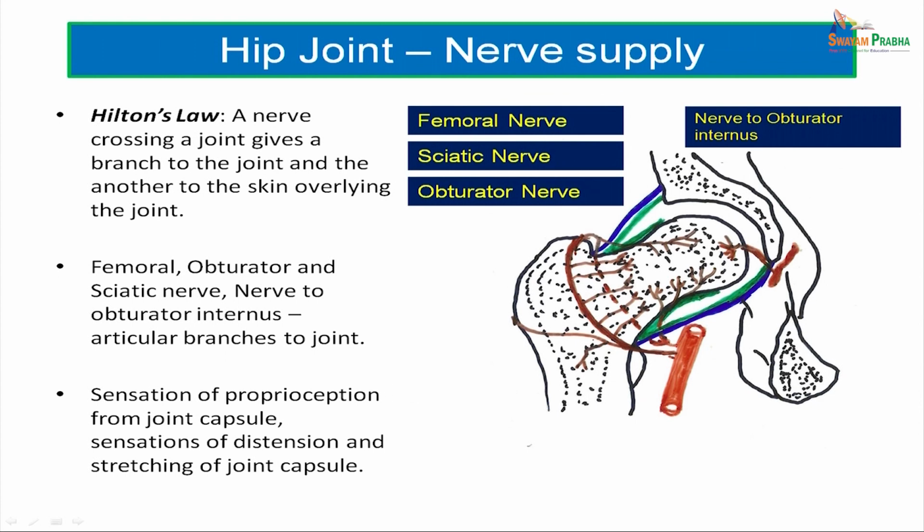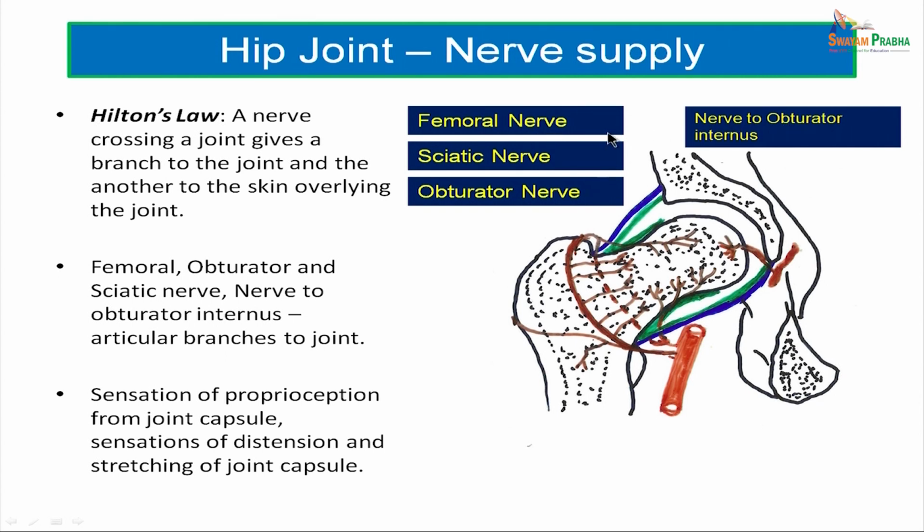Coming to the nerve supply, I am sure all of you are familiar with Hilton's law, which states that a nerve which is crossing the joint gives a branch to the joint and another to the skin which is overlying the joint. So, which are the nerves which cross the hip joint? You have the femoral nerve which crosses the hip joint on the anterior aspect, the sciatic nerve which crosses the hip joint on the posterior aspect, the obturator nerve and the nerve to obturator internus.